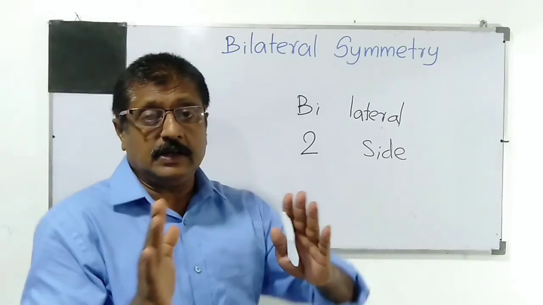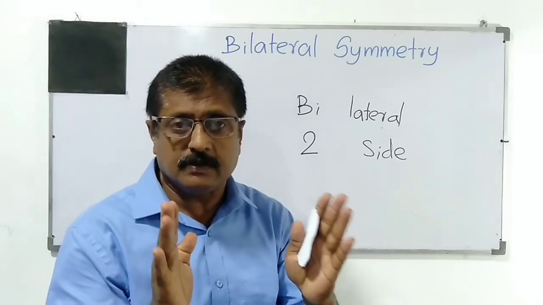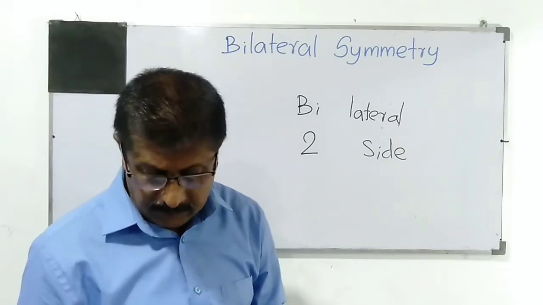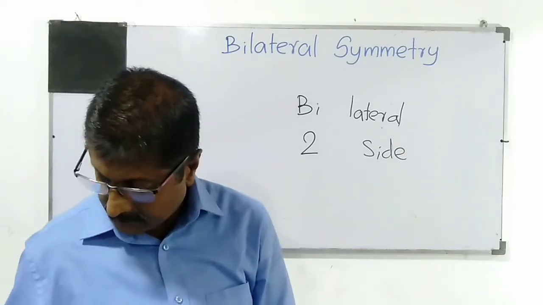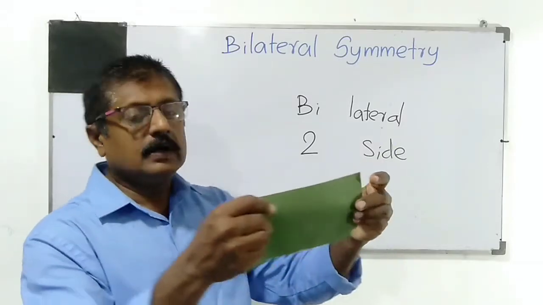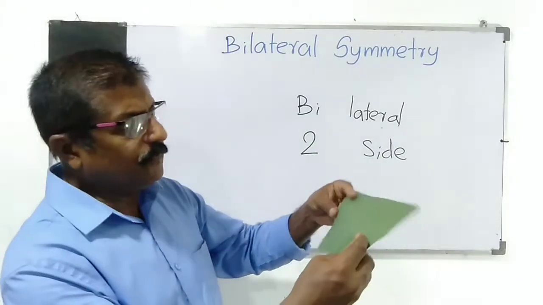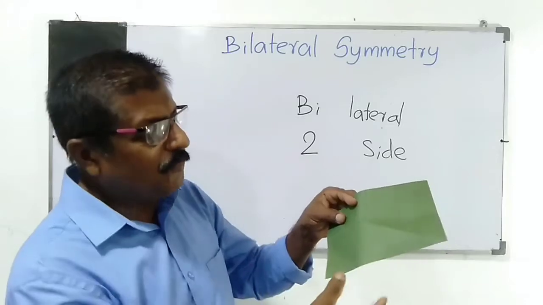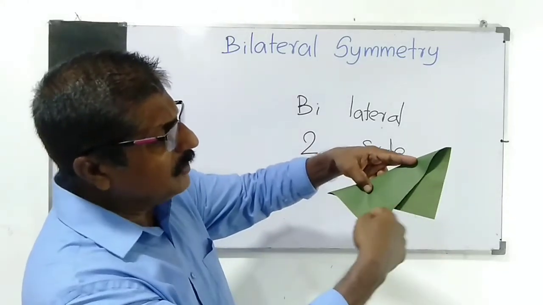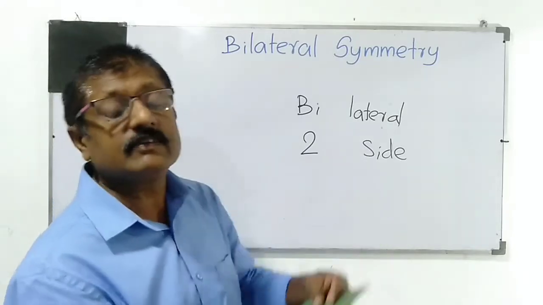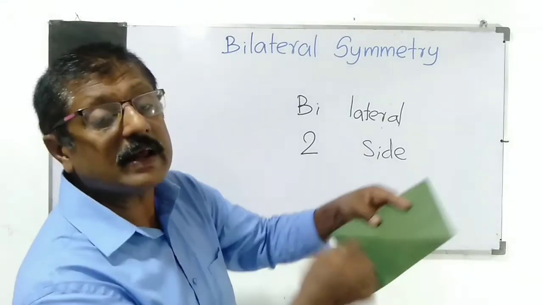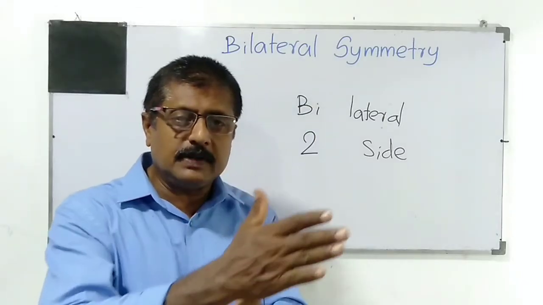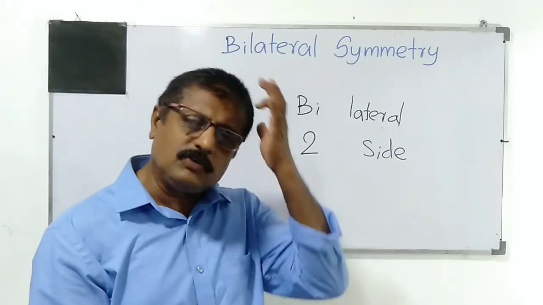Don't think that getting two equal halves is enough. In certain cases, we can get two equal halves, but they don't coincide with each other. I will show you an example. Here you are. This is a rectangle. If you fold it like this half and this half, they are equal. But when you fold, even though they are equal, they don't coincide with each other. Therefore, this is not an axis of symmetry. So, just because it can be cut into two equal halves, it is not an axis of symmetry.